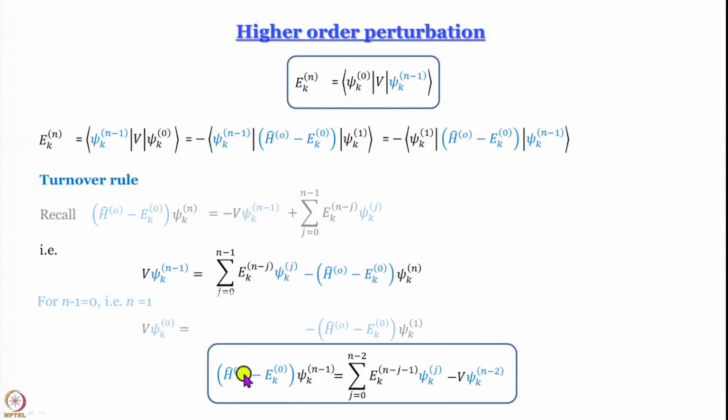So, what do I get? h 0th minus E k 0th operating on psi k n minus 1th. You can just look at this relationship here, it is equal to the sum of j equal to 0 to n minus 2, here it was n minus 1, here it has become n minus 2, E k n minus j minus 1th, here it was n minus jth, instead of n everywhere I am writing n minus 1. So, n minus j minus 1th operating on psi k jth, that remains the same, minus phi operating on psi k, instead of n minus 1th I write n minus 2th.